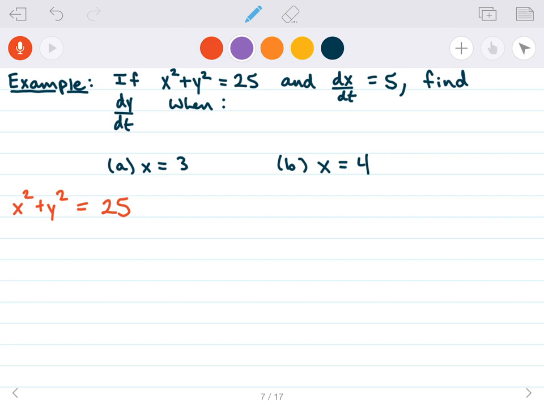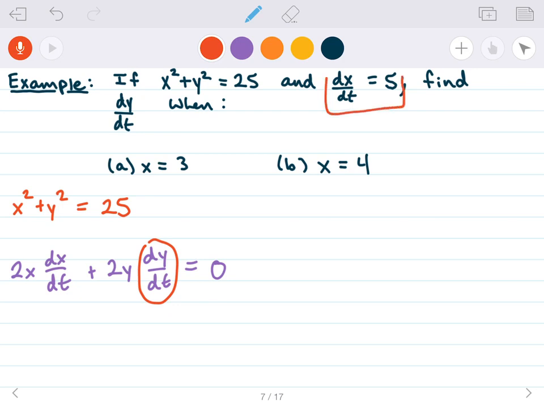So with respect to time, we have 2x, tack on a dx dt using the power rule, plus 2y, tack on a dy dt, equals, well, the derivative of 25 is simply 0, okay? So now we're looking for dy dt. We are given dx dt, so we have that. We're given x, we have that. We need to figure out what y is.